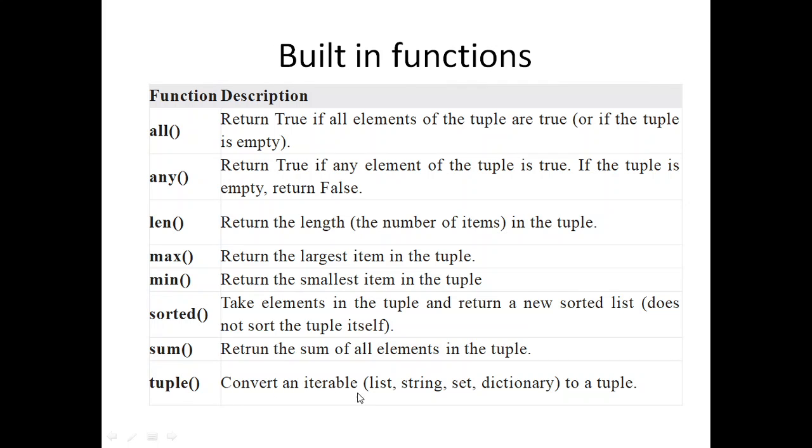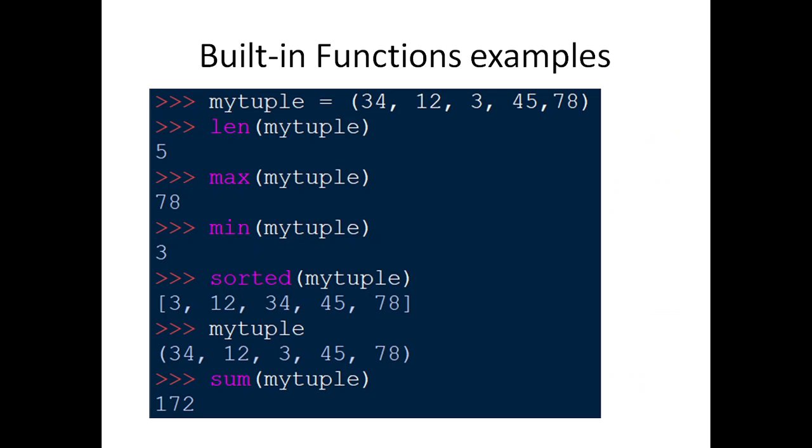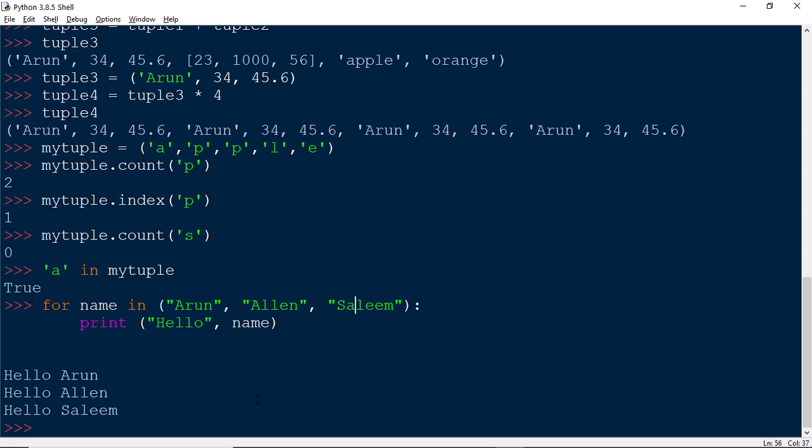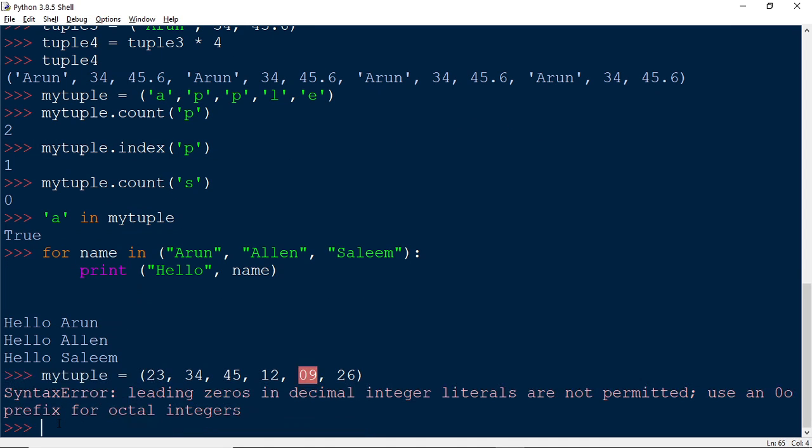Then tuple converts an iterable, such as a list, string, set or dictionary, to a tuple. You can simply use the tuple constructor. It's a built-in function. We will see some examples, then you will understand. I'll give my tuple equal to some values: 23, 34, 45, 12, 9, 26. Okay, so these are the tuple values.